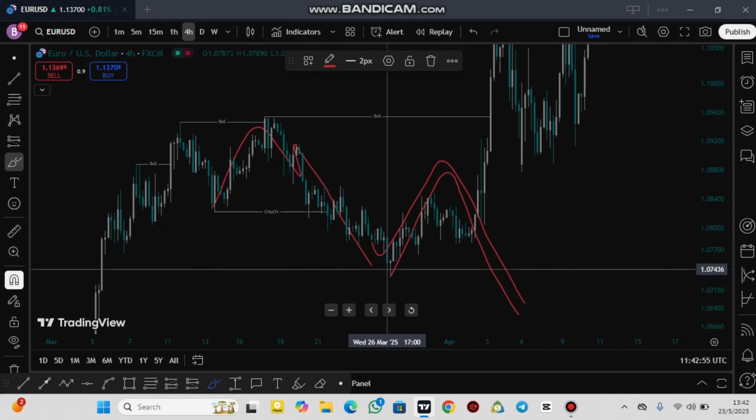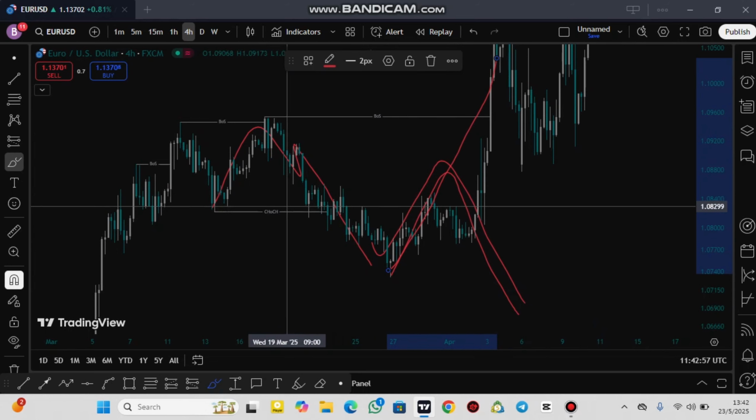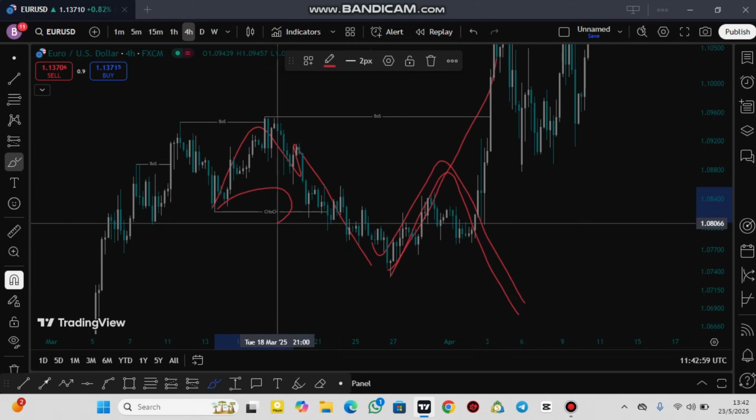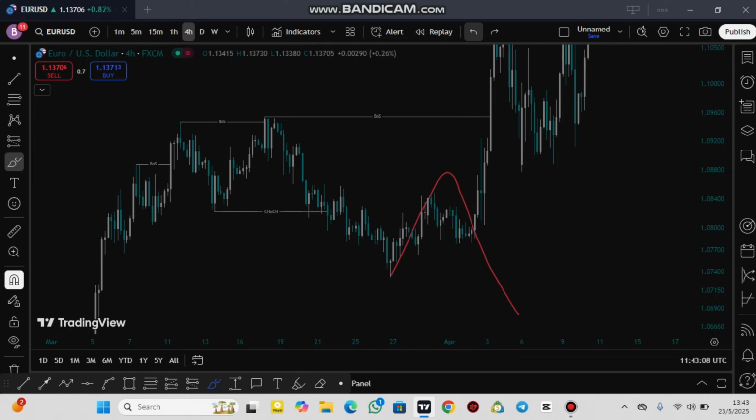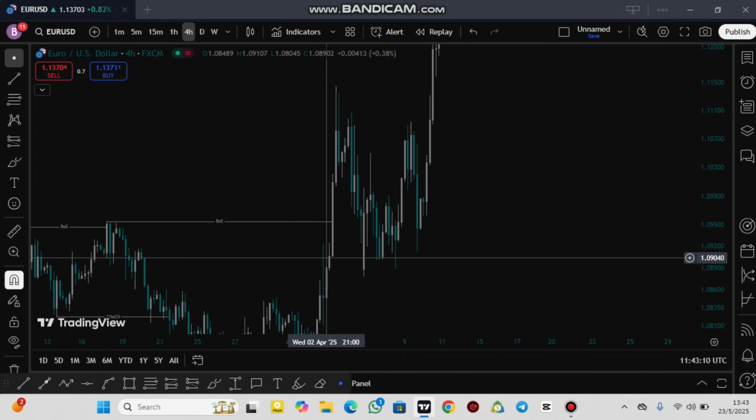Okay, and if the price doesn't do that, if price just runs up, then that means this change of character was false, right? It was an inducement. Okay, it was a fake change of character to make traders believe that the market is now going lower, but then it wasn't. Okay, cool.